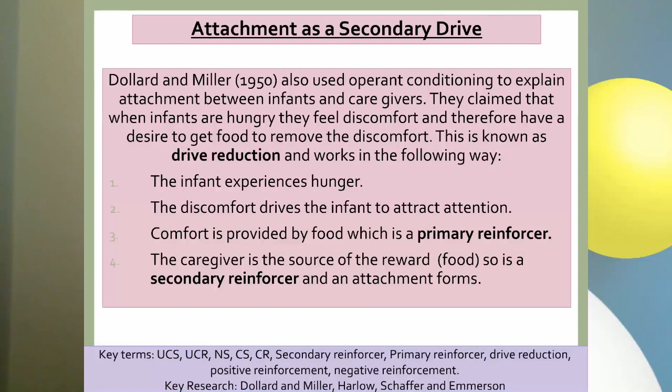So they would say that infants form an attachment because they have this drive, which is hunger, and they want to reduce that drive, so they seek somebody who can help them reduce that drive. So it's explained in the following stages. So the infant experiences hunger, they therefore attract attention, then they receive comfort, which is the food, which is a primary reinforcer, and then the caregiver is the person who gives them that food, therefore they're a secondary reinforcer. So the infant wants to be around the caregiver because they know that that caregiver can help them reduce that drive, that hunger. So that's why they want to be around the caregiver.